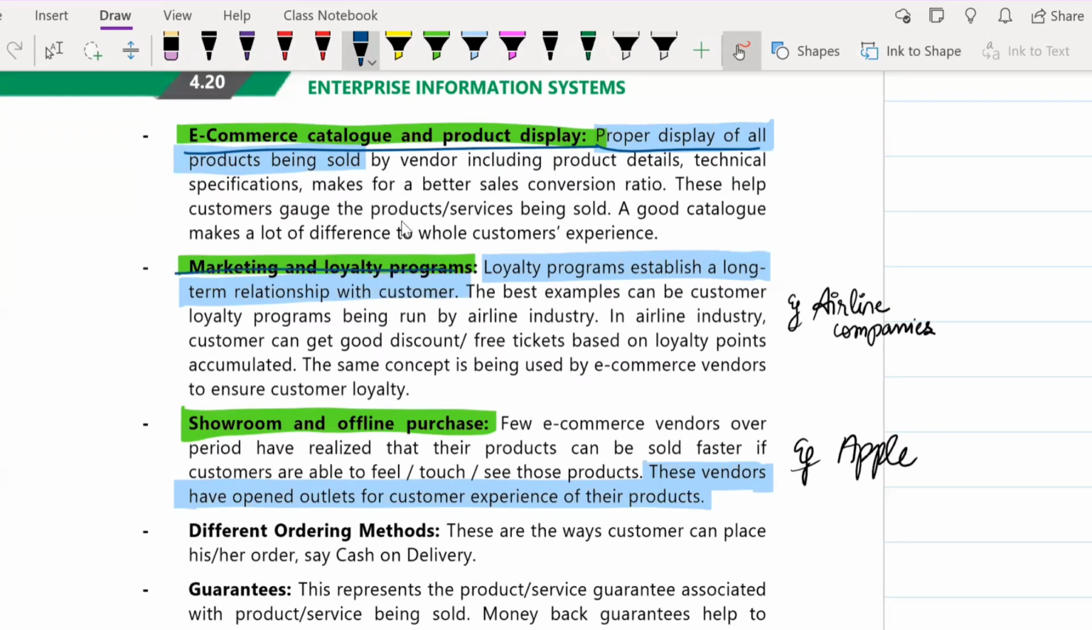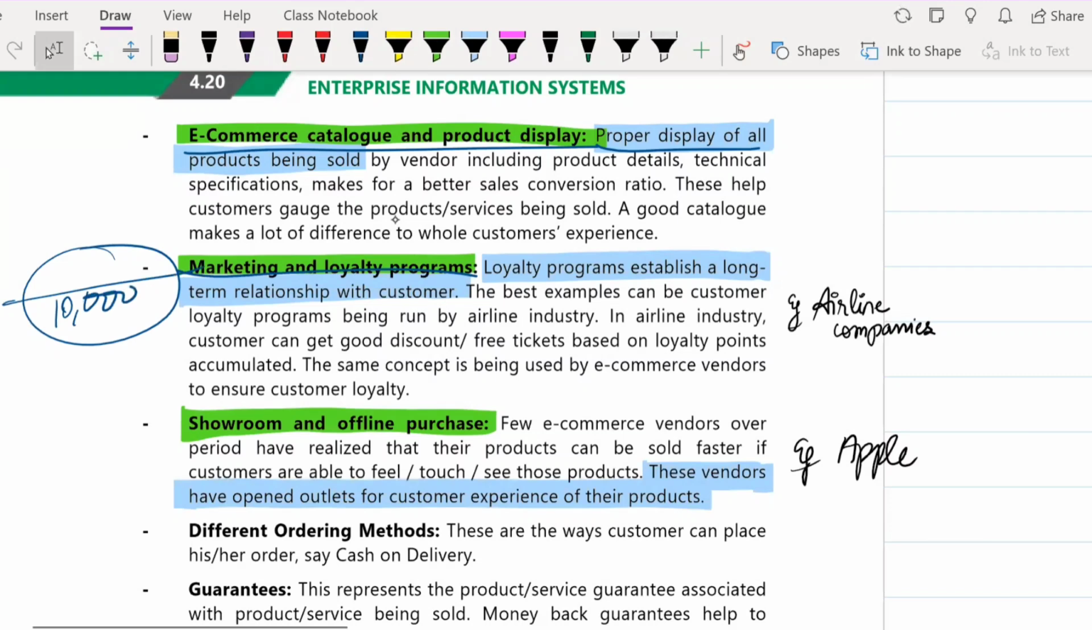Then marketing and loyalty program. If anybody is a Nykaa user, Nykaa is a beauty brand website that sells a lot of cosmetics. Every time you buy beauty products on Nykaa, if the total bill is, suppose, 10,000, then 10% of it will get saved as your loyalty points. Next time you make a purchase from Nykaa, this 10% will get reduced as discount. So this is loyalty. Since every time you make a purchase you are saving something, you will continuously make purchases.